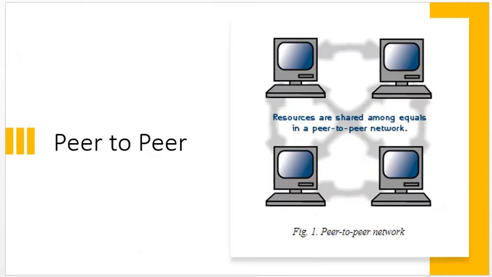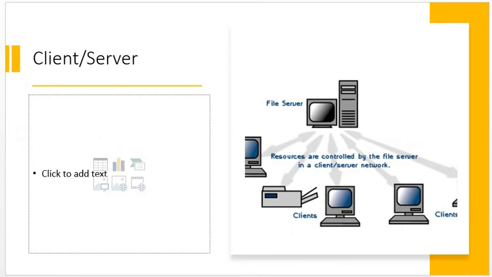If you look at this diagram, this computer can communicate with this computer without the need to involve any other device. This computer can communicate with this computer. If you look at these arrows, they're indicating that in this network, every computing device is able to communicate with any other device in the network without any other device coming in between as an intermediate.